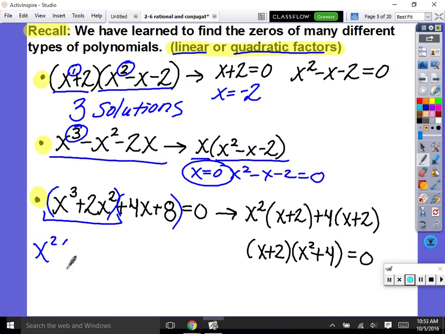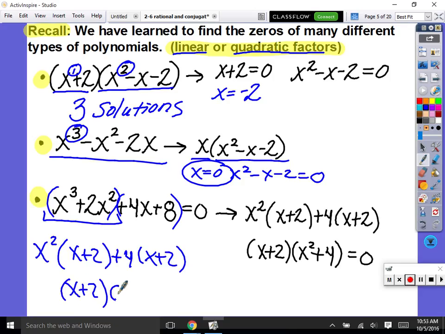We pull out x squared, left would be x plus 2, correct? Right here we pull out a positive 4, left is x plus 2, and then we factor out x plus 2, and left is x squared plus 4. So now wouldn't we set each of those equal to 0 and solve? And we would just subtract 4, wouldn't we? So we'll have x is equal to negative 2, and then we would have x squared is equal to negative 4, so wouldn't we square root it? And we would get x is equal to plus and minus 2i.